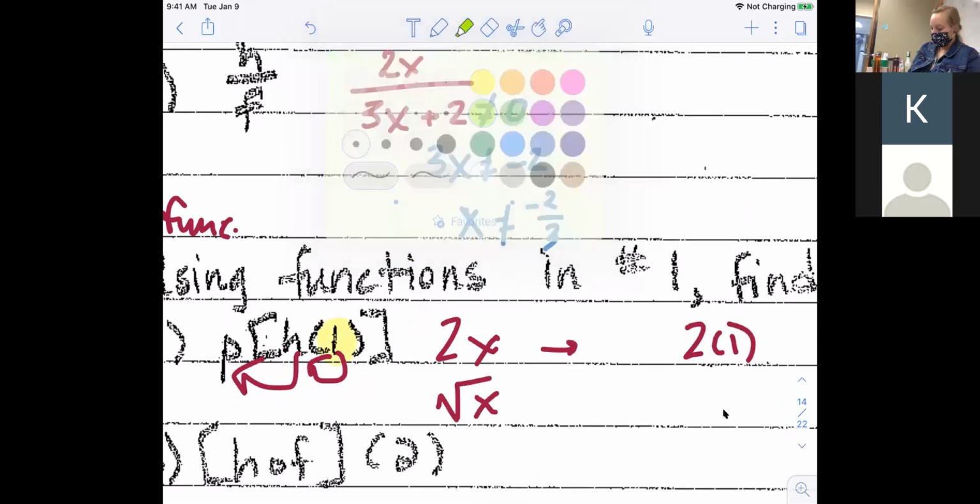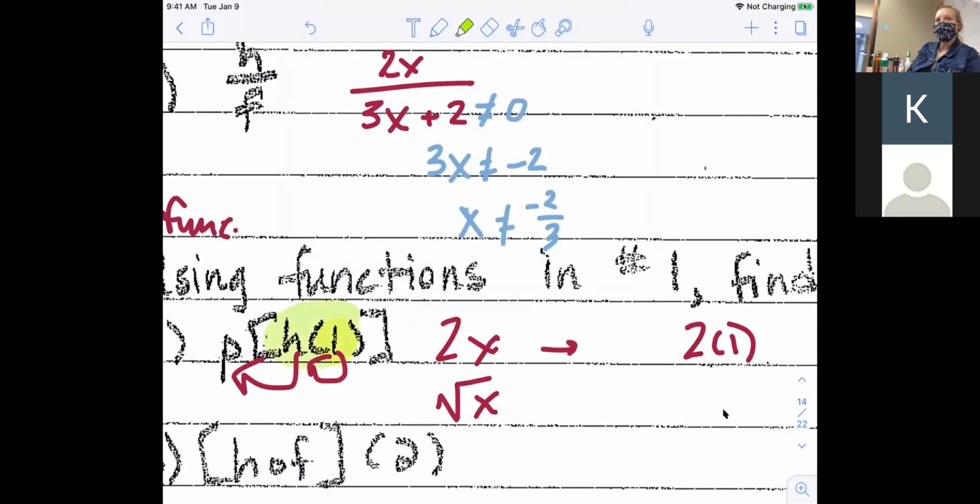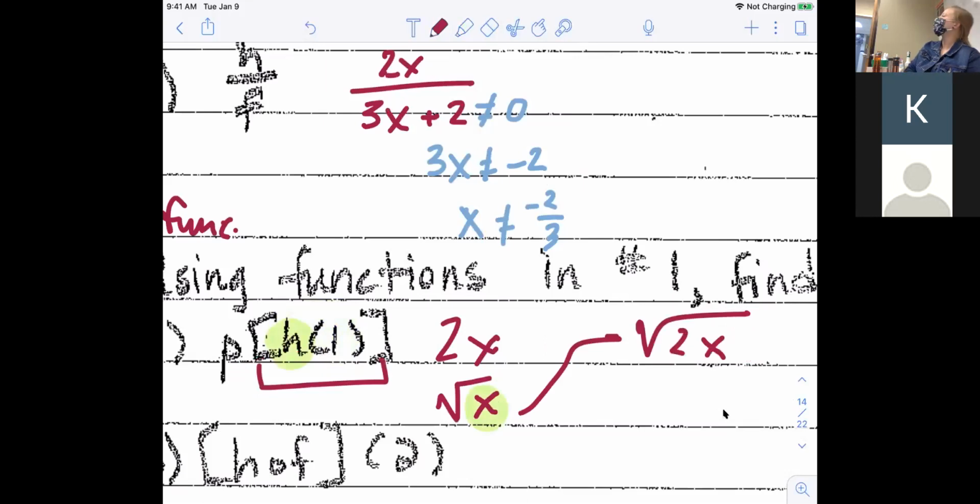Then I'm going to put my H of X inside of my P at its X. So that means I'm going to replace X under the radical with 2 times 1. I'm going to just put a radical hat on top. You could have built it the other way if you wanted to. You could have said, okay, it looks like I have P, and then inside of its X is H. So inside of the X of P is my function H. So I'm going to do radical 2 times X.